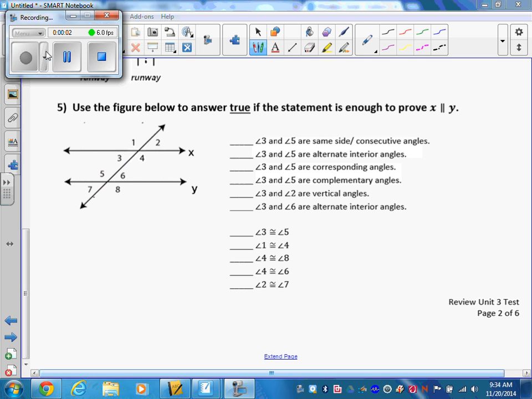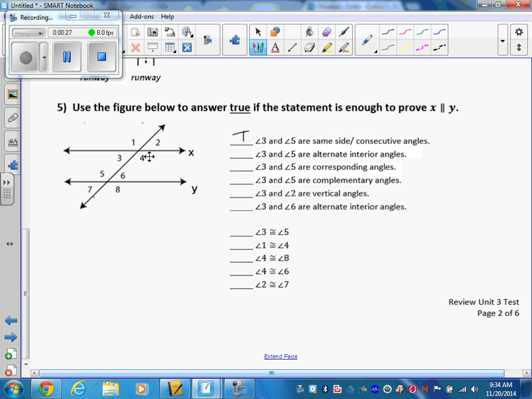Here's a test for the review. We'll start on question 5. Angle 3 and angle 5 are same side consecutive angles. That is true. Correct? They're same side consecutive angles. So we'll write true there.